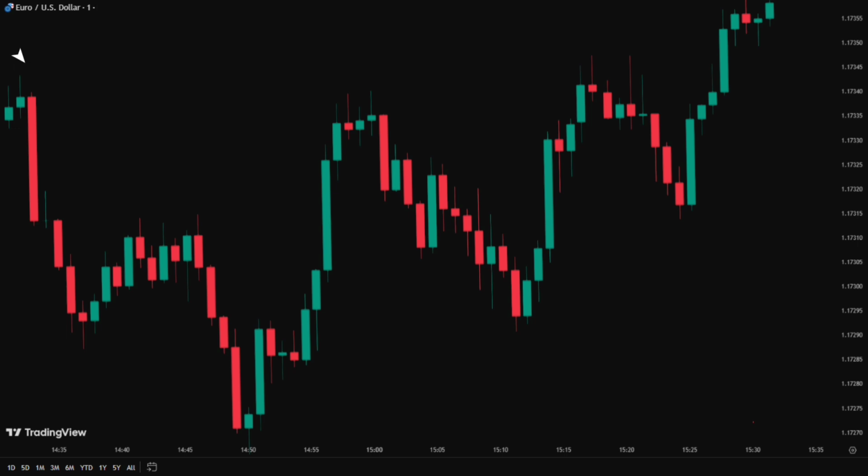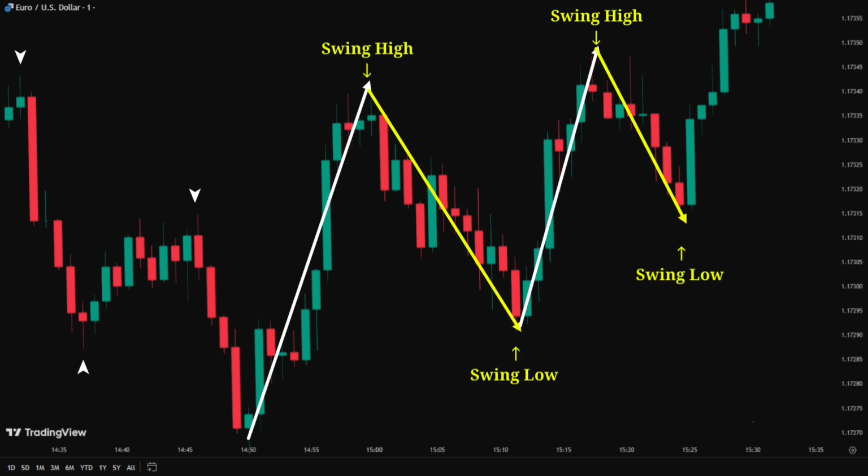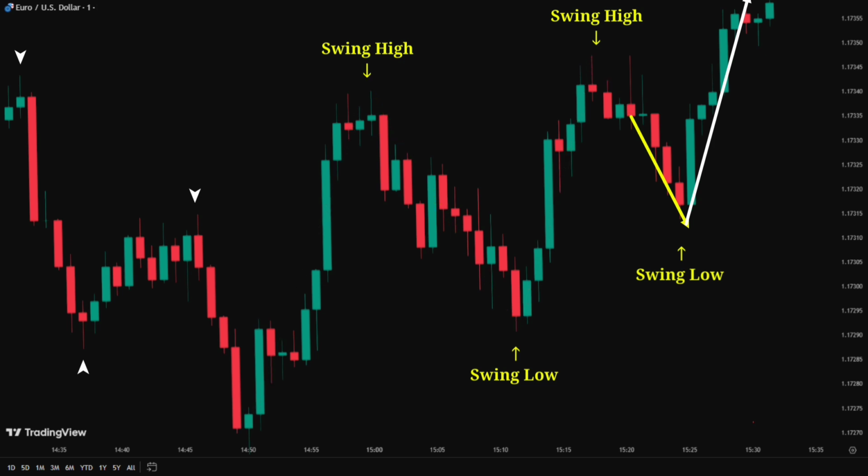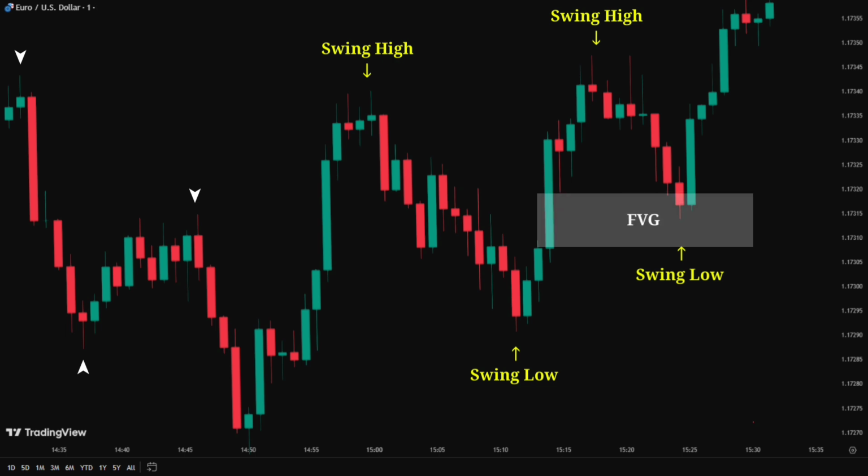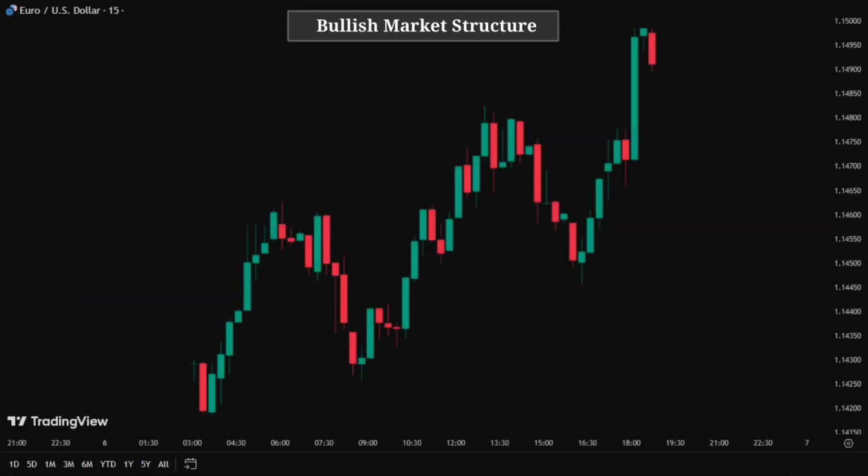On the Euro-Dollar 1-hour chart, price creates a clear series of swing highs and swing lows stepping upward. Each new high is higher than the last. Each pullback holds above the previous low. That pattern tells us the market is in a clean bullish structure, and we should be looking for opportunities to buy, not sell. In a bullish market, price moves in a specific rhythm.